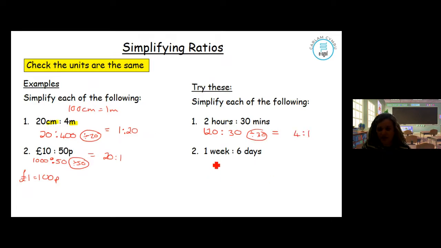The second one, 1 week and 6 days. So there are 7 days in a week. So I'm going to change this into a 7 and this one into a 6. And actually, there's nothing that divides into both apart from the value 1. So that doesn't change anything when I divide. So that one is already simplified. I just had to get it into the same unit. So I needed them all as days here.